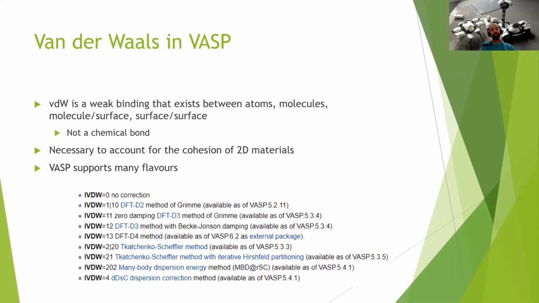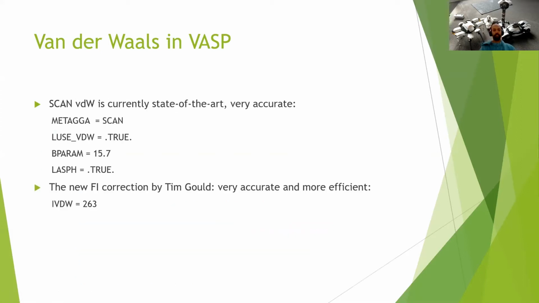The Tkatchenko-Scheffler methods, that's IVDW equals 2, and then the MBD, many-body dispersion, 202, and then the dDsC, which is IVDW equals 4. So these are, let's say, the core IVDW methods, or the van der Waals methods in VASP. However, this list doesn't include two of the really cool and recently introduced ones. There is a SCAN van der Waals interaction, which was introduced by the Perdew group.